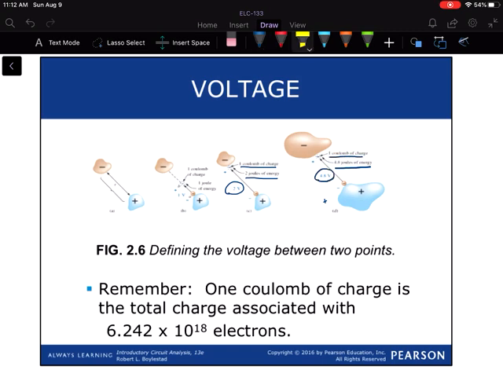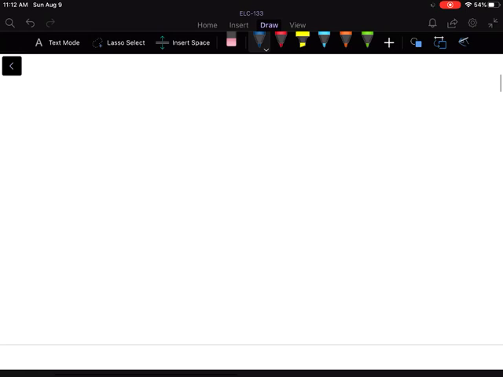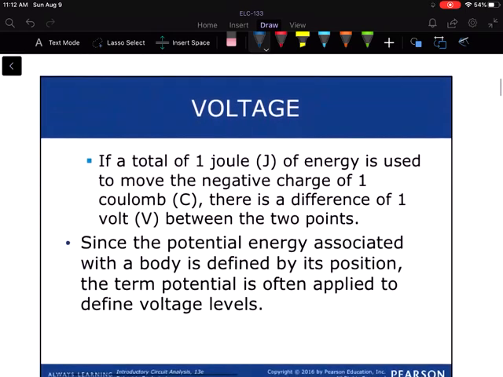And remember, a coulomb is just our unit of charge, which specifically is 6.242 times 10 to the 18 electrons. We don't talk about charge in terms of electrons because the numbers would be very large. So we use coulombs as our primary unit of charge.